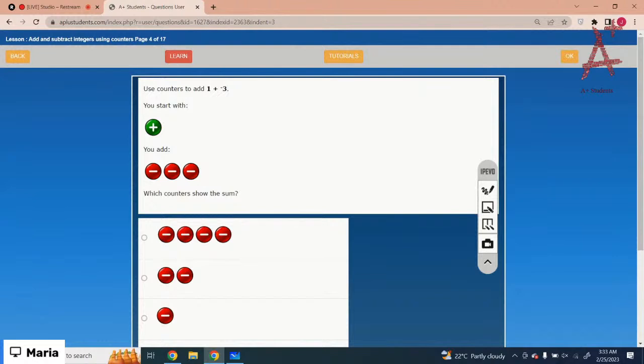Okay, so for this one, 1 plus -3, you have one positive counter and three negative counters. The positive and negative counter cancel out each other and you are left with two negative counters. So the correct option is the second one. Two negative counters, -2, is the correct option. Very good, everyone.